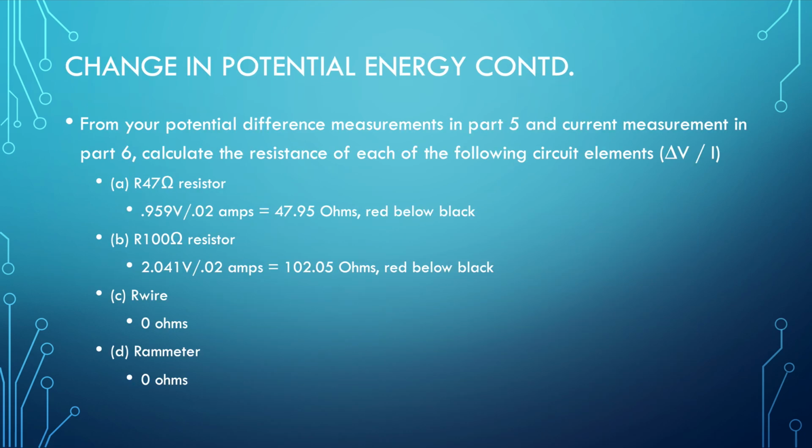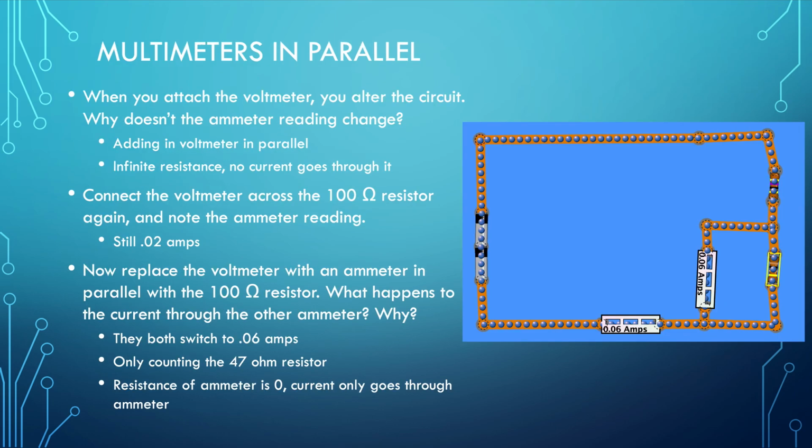Next, we used the delta V's we calculated earlier to solve for the resistance of the 47 ohm, 100 ohm, and of those resistors. For the 47 ohm resistor, we got 47.95 ohms. For the 100 ohm resistor, we got 102.05 ohms. And then, of course, for the wire and the ammeter, we got 0 ohms.